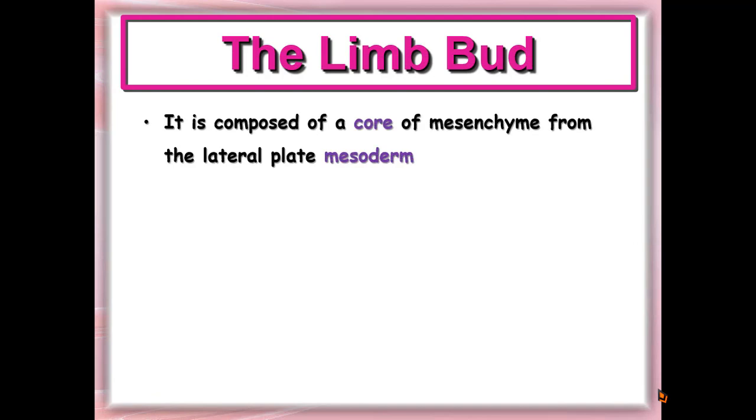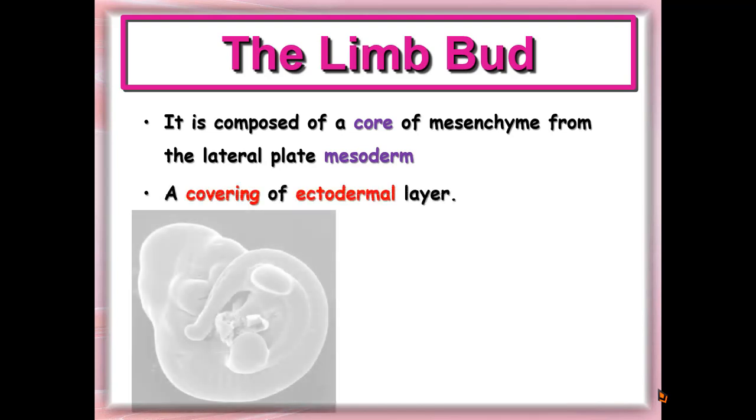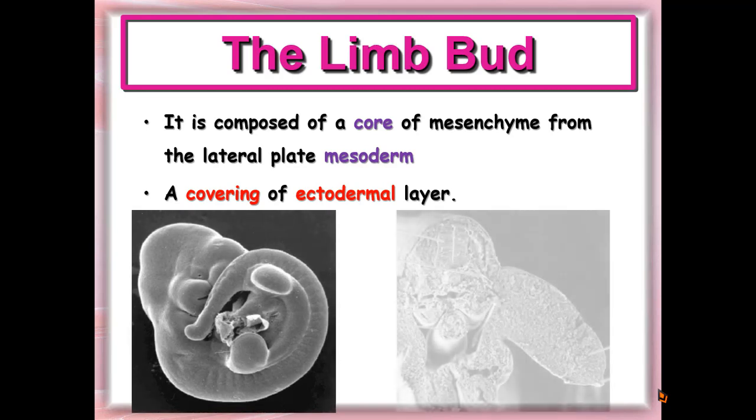So the limb bud is composed of a core of mesenchyme derived from the lateral plate mesoderm. And by mesenchyme, again, we mean that mesenchymal cells are undifferentiated mesodermal cells. So the core comes from the lateral plate mesoderm. The cells there are called mesenchyme, and this core is covered by a layer of ectoderm.